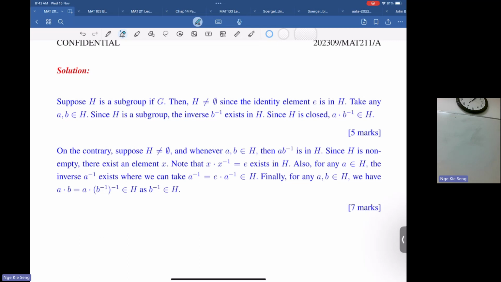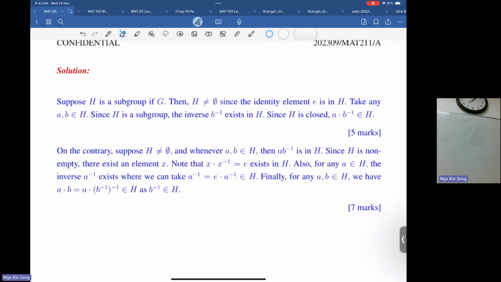The non-empty element is not necessarily the identity, maybe it's the identity, maybe something else. But whenever you have this non-empty element, that construction gives you the identity. X times X inverse is the identity, so the identity will be in H.